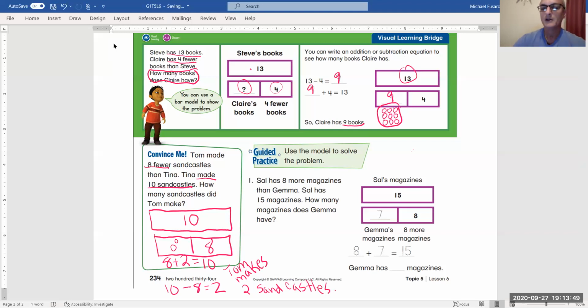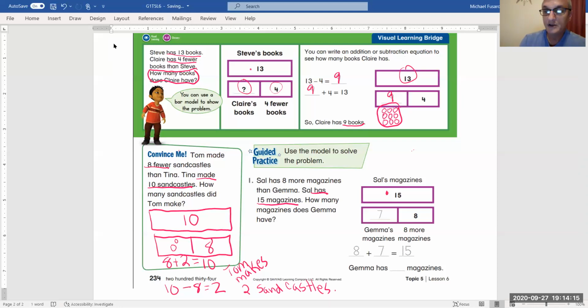Okay, great. Let's try the guided practice. Use models to solve the problem. And they gave us a model. That's really nice of them. So let's see where everything goes, okay? Sal has 8 more magazines than Gemma. Sal has 15 magazines. He has them. He has 15 magazines. So we know that's going to be right here in the whole.